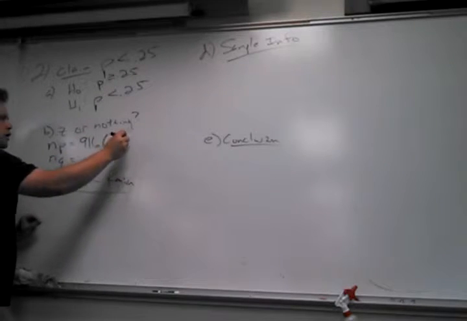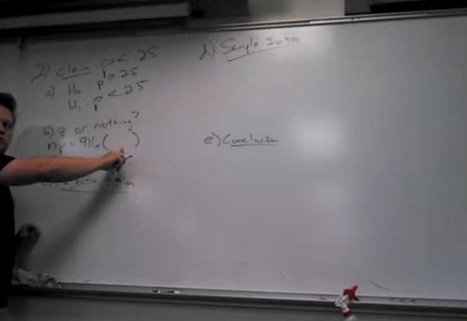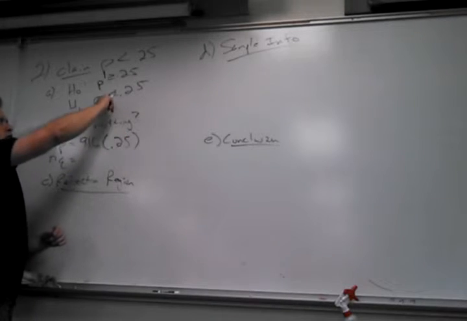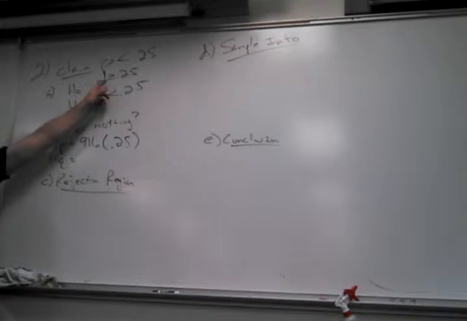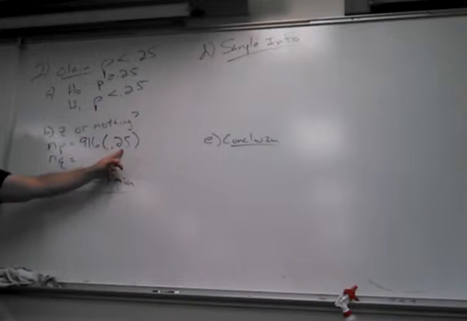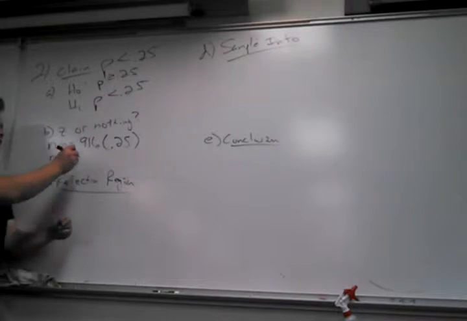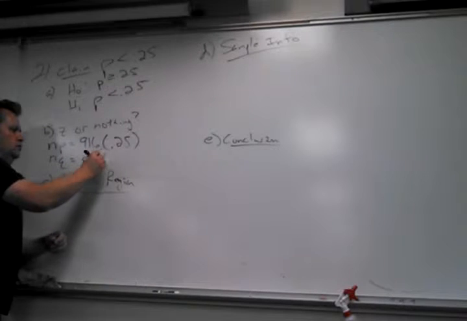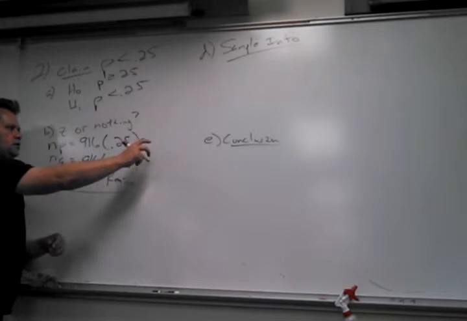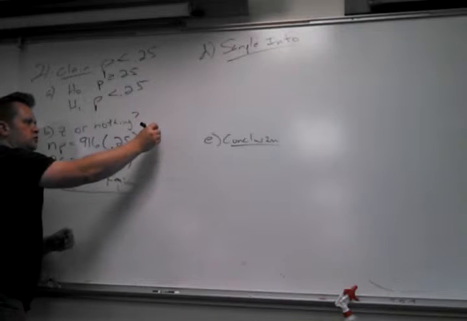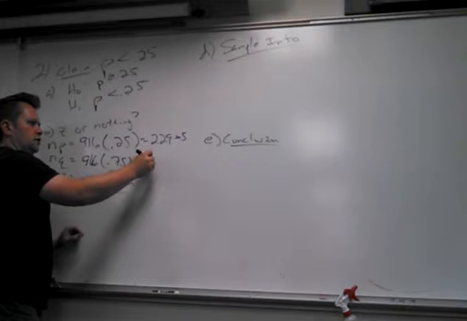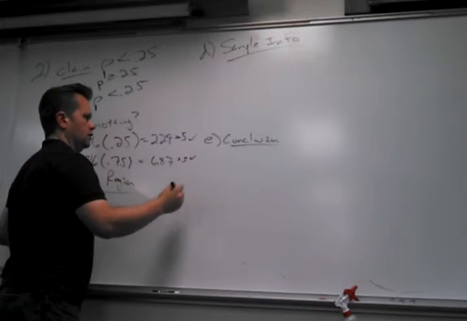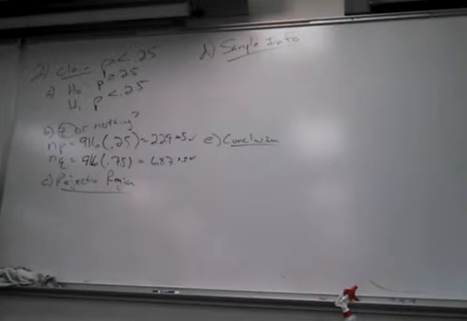So 916 times what? 0.25. We've already established what P is. Assuming P is 0.25, okay. And what's Q? 0.75. Good. So what do you get here? 229, that's bigger than 5. What do you get there? 687, that's bigger than 5. Check, check. Which means I can use z-scores.